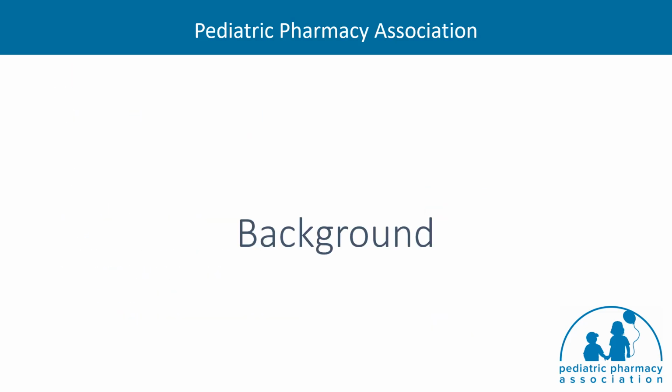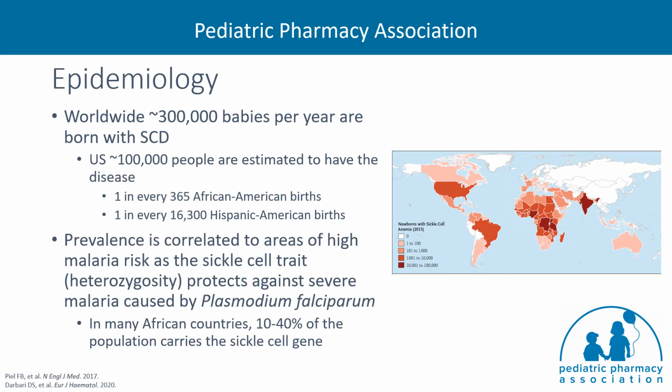We're first going to begin by reviewing some background information about sickle cell disease. Worldwide, approximately 300,000 babies per year are born with sickle cell disease. And in the United States, about 100,000 people are estimated to have the disease. This is about 1 in every 365 African American births and 1 in every 16,300 Hispanic American births.